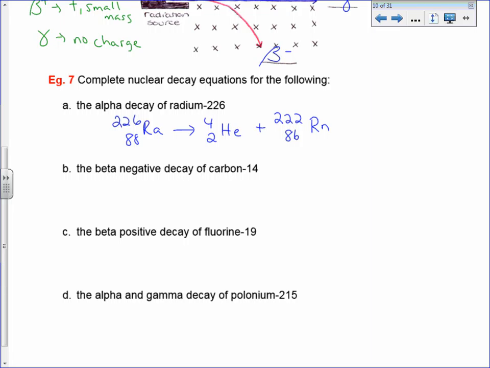Beta negative decay of carbon-14. The symbol is C, and the atomic number is 6. It undergoes beta negative decay, so 0, negative 1 beta. The top number, the A, stays the same, it's still 14, and we add 1 to the bottom for 7, which gives me nitrogen, plus an antineutrino.